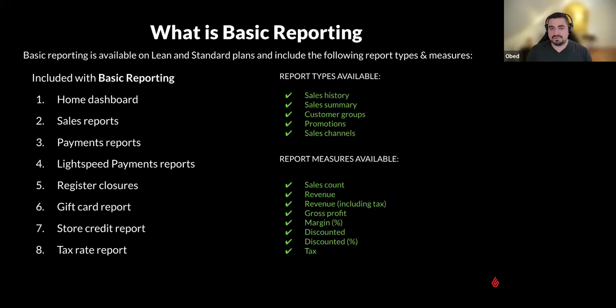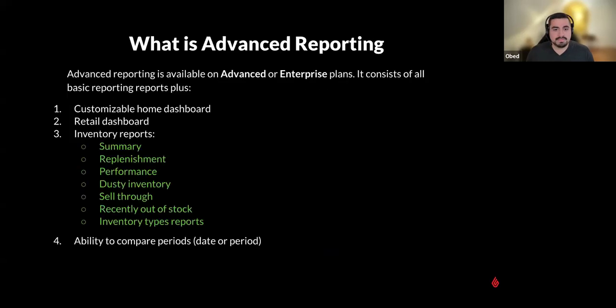So by default, the report will show you the revenue without any tax, but if you want to include tax, you can also add that measure. It will include gross profit, margin percentage, discounted and discounted percentage, and tax measure. So discounted and discounted percentage are a little bit different. Discounted will be the amount that you've discounted during a specific time period. Discounted percentage will be what percentage of the sales have been discounted.